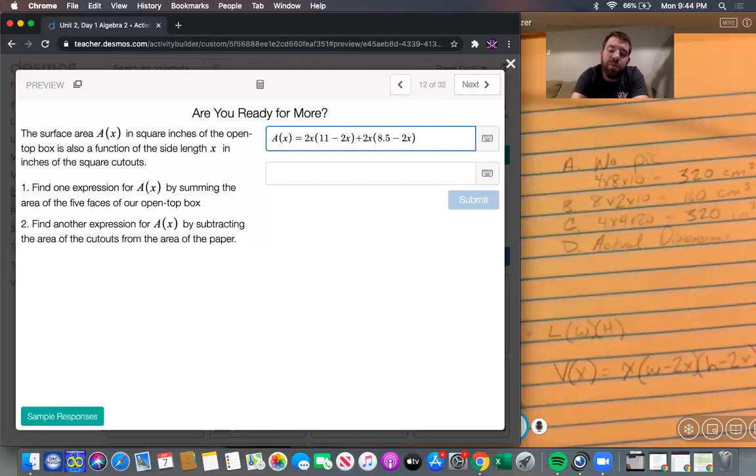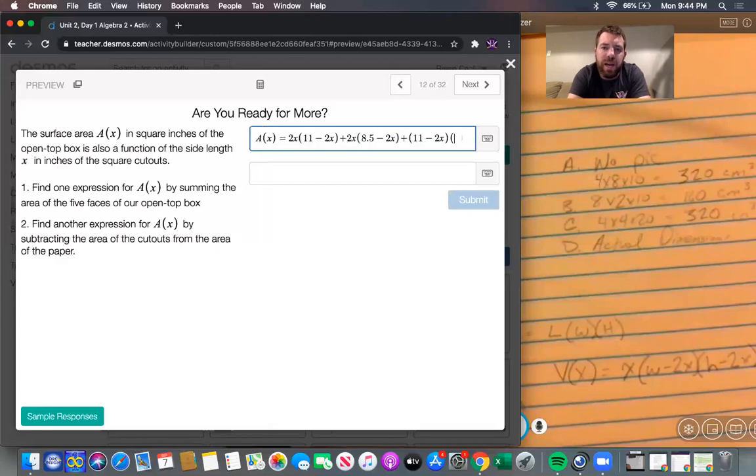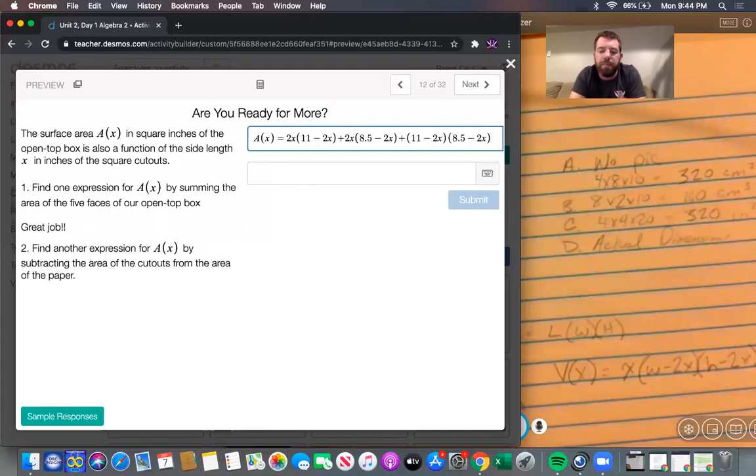Now we've also got to have the area of the bottom of our box, the big side, and so that's going to be that 11 minus 2x times the 8.5 minus 2x. Okay, and so that's really what our box is in a nutshell.